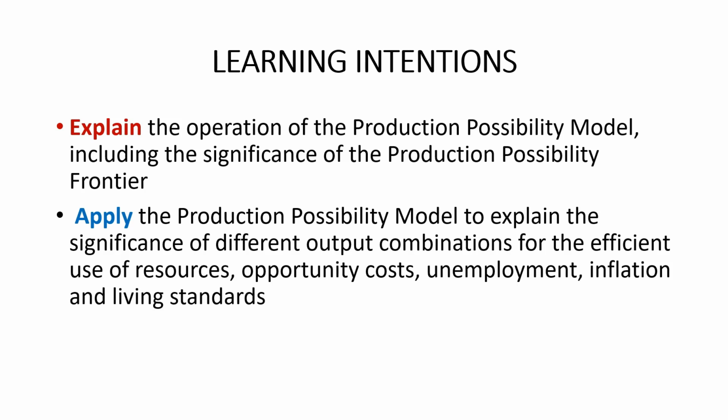The second learning intention is that you should be able to apply the production possibility model to explain the significance of different output combinations for the efficient use of resources, opportunity costs, unemployment, inflation, and living standards. You will be able to achieve this learning intention by using the information contained in this video to complete the production possibility model worksheet that I have given you, as well as by completing the other learning activities relating to this model that we will be doing in class.